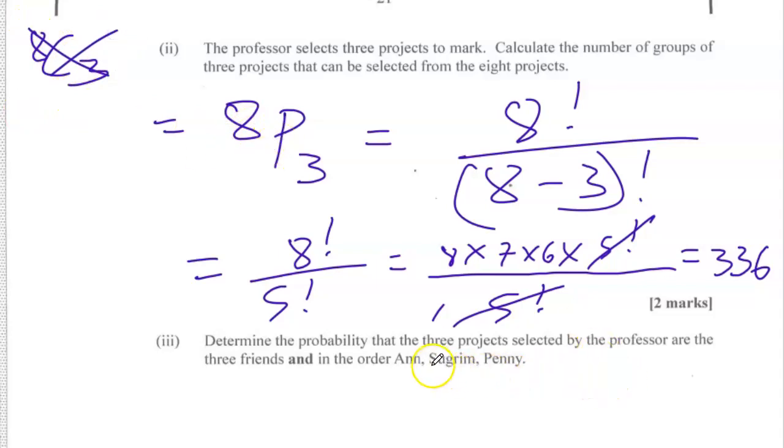Determine the probability that the 3 projects selected by the professor are the 3 friends in the order Sugrim and Penny. Now, that order can only come in one way. So the probability is 1 over all the possible outcomes, and the number of possible outcomes we just worked out in the previous part is 336, so it's 1 over 336.